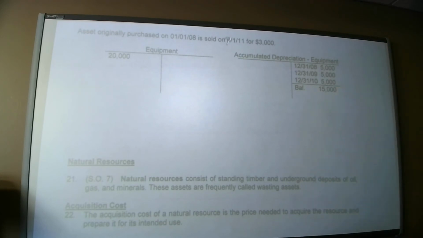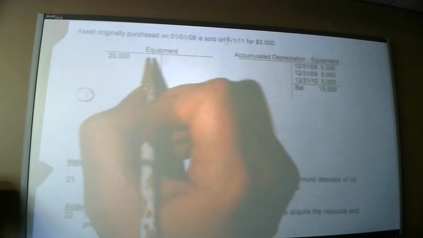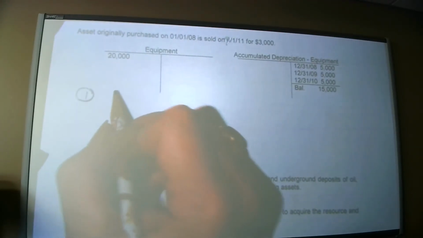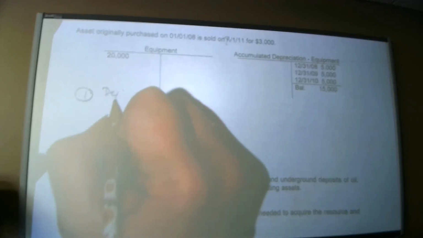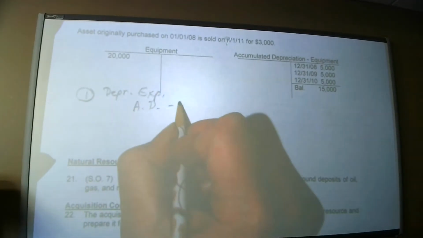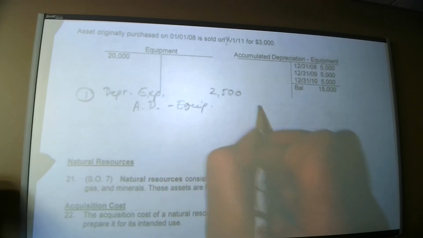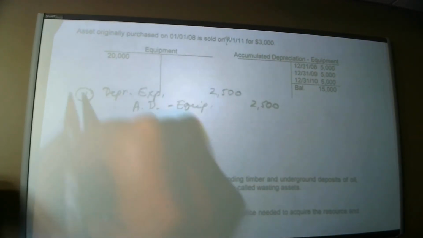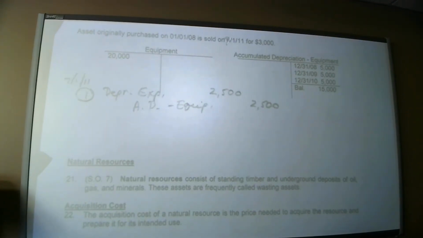Okay, so your first journal entry, there's not much room here. Mentally, you always forget to update depreciation, okay? So we're going to do depreciation expense and accumulated depreciation for equipment for $2,500. So by doing this journal entry on 7/1/11, you get depreciation up to date.